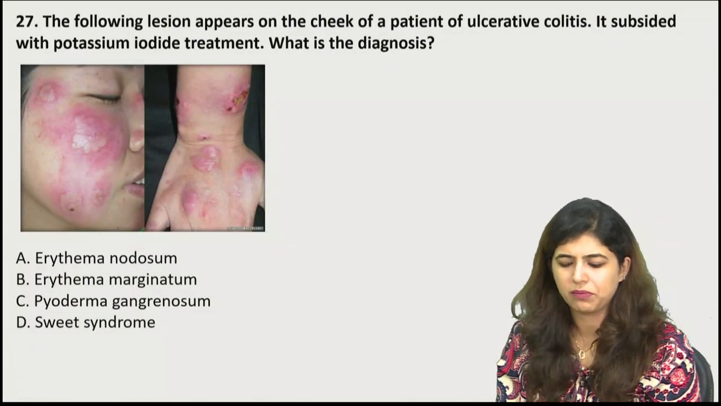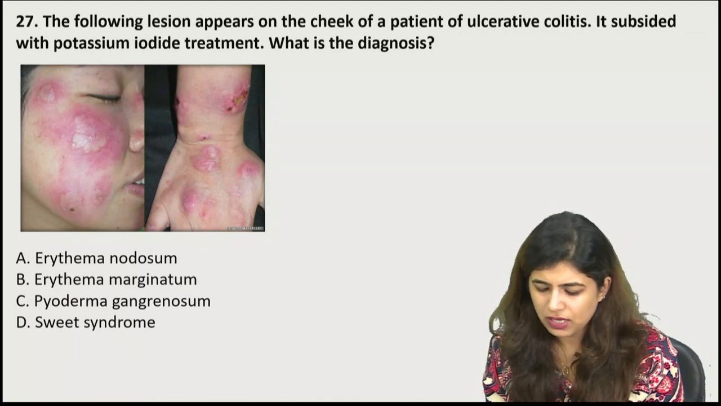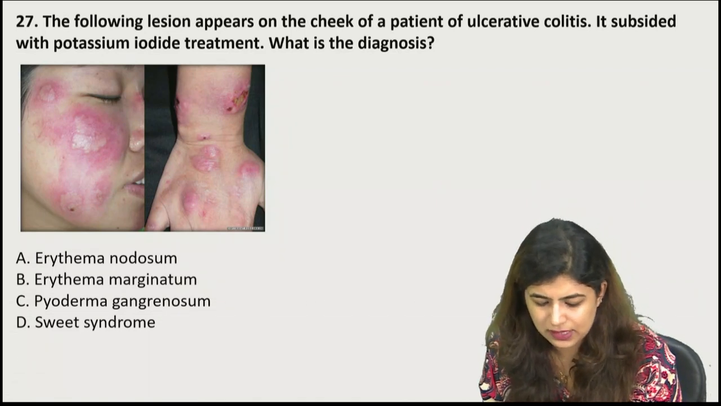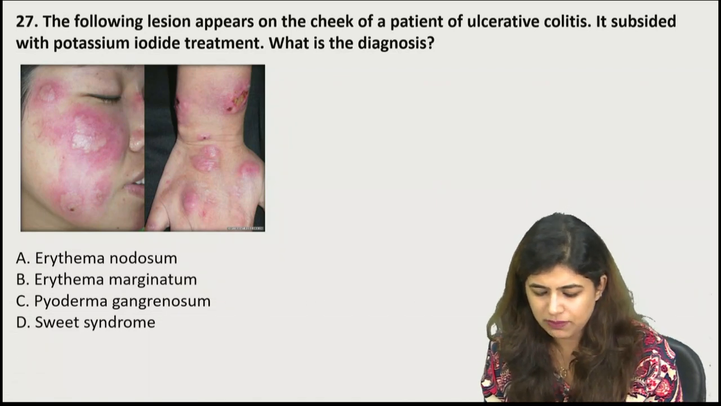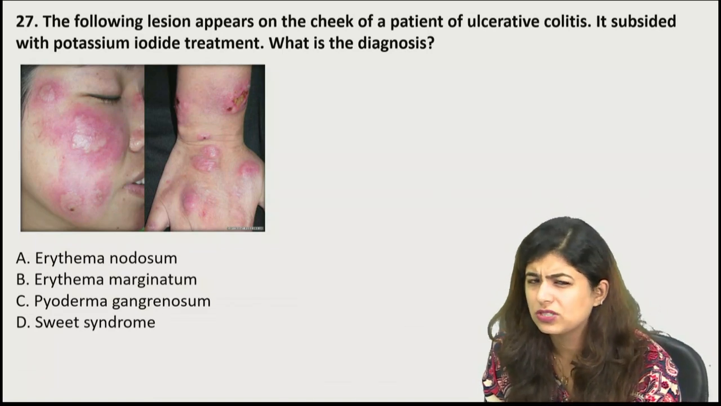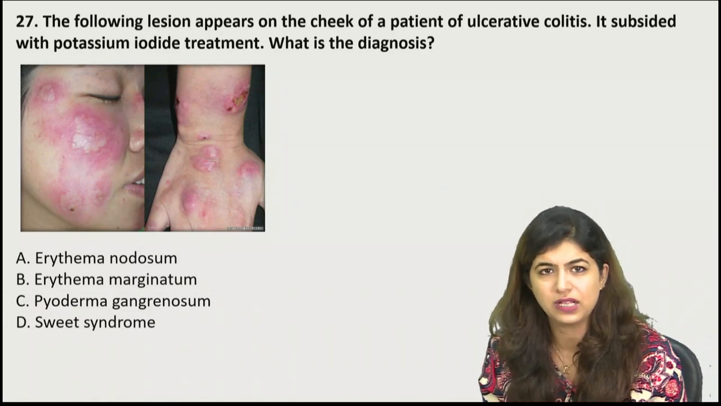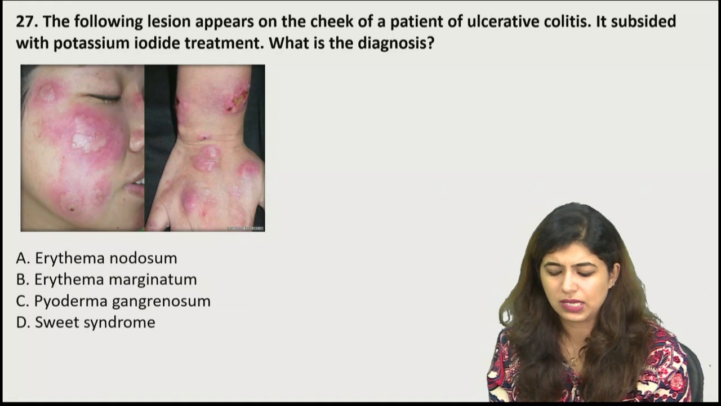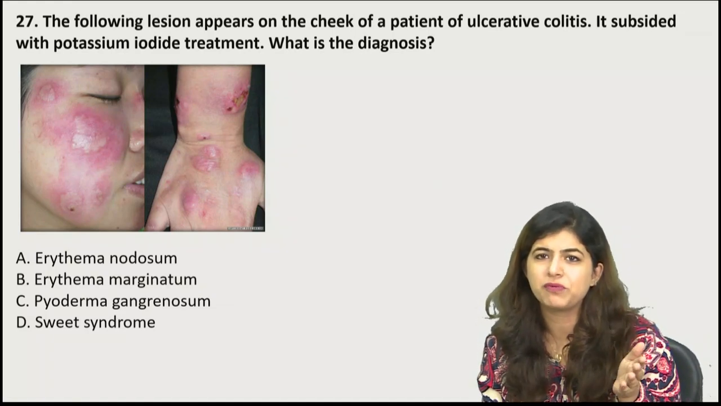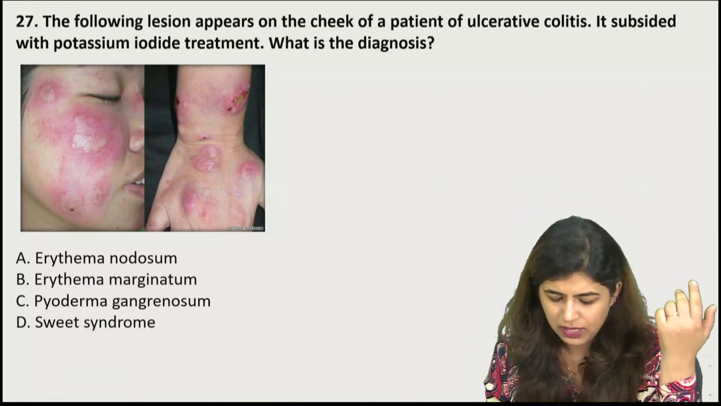Moving on to question number 27. The following lesion appears on the cheek of a patient of ulcerative colitis, subsides with potassium iodide treatment. What is the diagnosis? Slightly difficult question because we don't read it in as much detail on a routine basis. But cutaneous associations of these inflammatory bowel diseases are important for the purpose of MCQs.